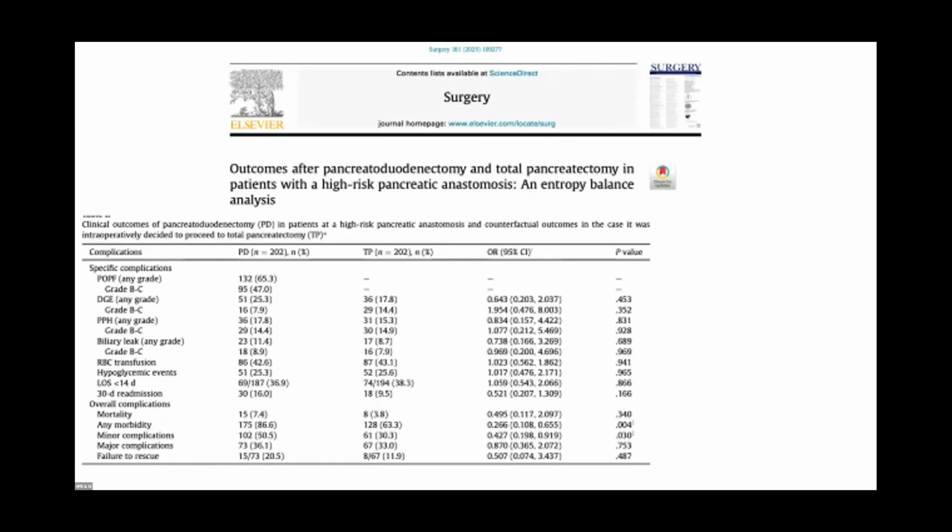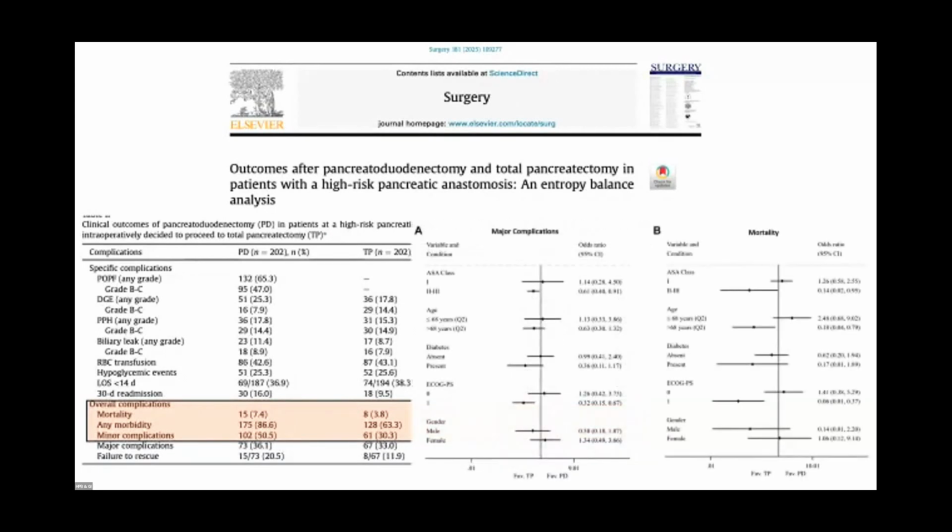And naturally, there was no pancreatic fistula, but they also saw that the morbidity was low, although the major morbidity was not any different, but minor morbidity was less. Mortality was less in the total pancreatectomy group. The interesting part is that in high-risk patients, when you look at these forest plots, the high-risk patients had a better outcome following the total pancreatectomy. So in high-risk pancreas and high-risk patients, this may be an option, and this is food for thought based on these analyses.